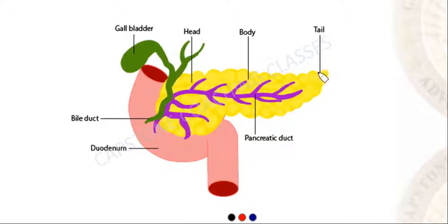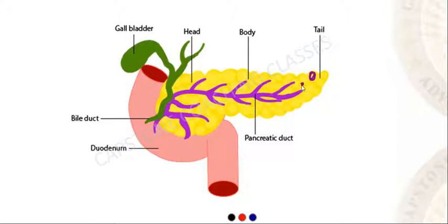The small granular structures that you can see on this pancreas are the acini. The acini are the ones that perform the exocrine function. They produce enzymes such as amylase, lipase, proteases, etc., and these go through the pancreatic duct into the small intestine. However, there is also another part in this pancreas that functions as the endocrine part.